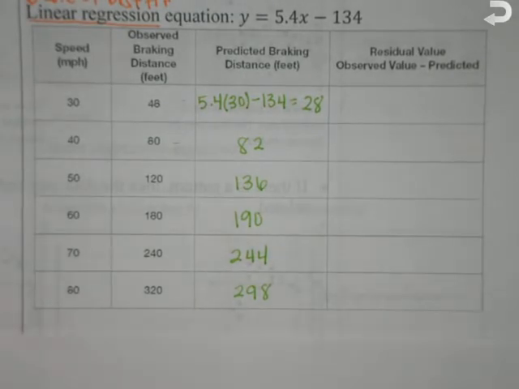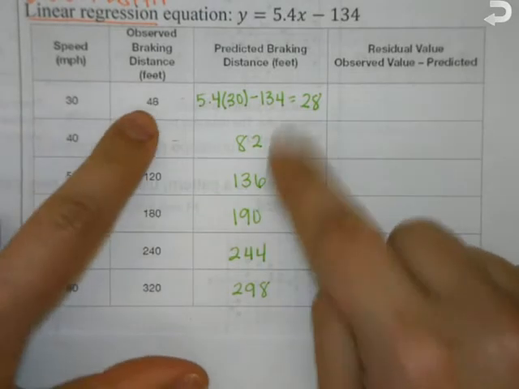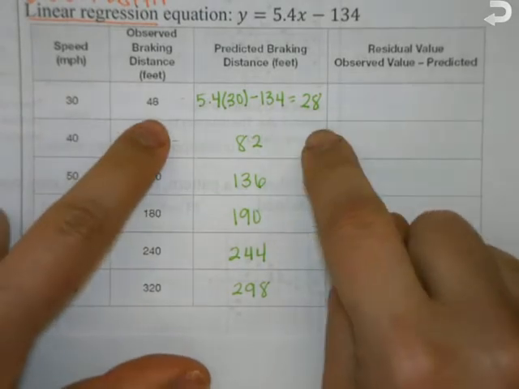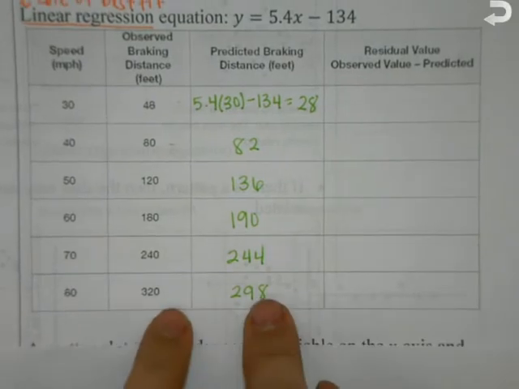Okay. Some of these are close, and some of them are not so close, right? Which ones are not so close? The 136 and the 120. What about this one? 48 and 28. And then what would the other one be? 320 and 290. Yeah, they're not so close.